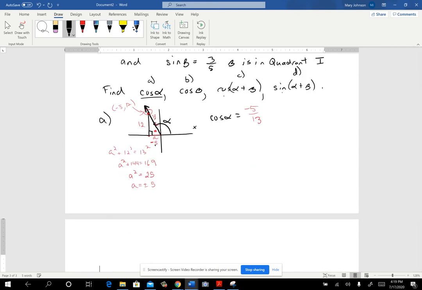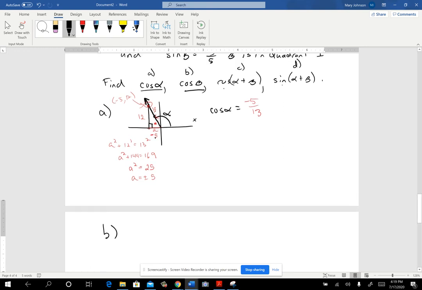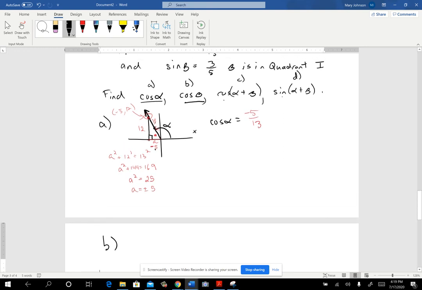So we need the cosine now of beta. So this is part B. We're dealing with beta, so we're going to take the beta information. Beta is in quadrant 1, and the sine is 3/5. So we're going to drop that angle right there. This is beta, and it's 3/5.